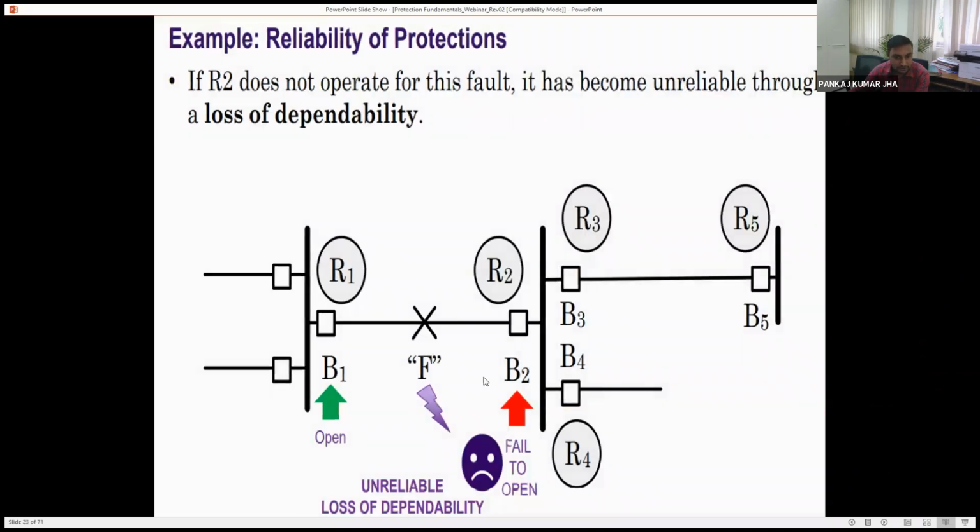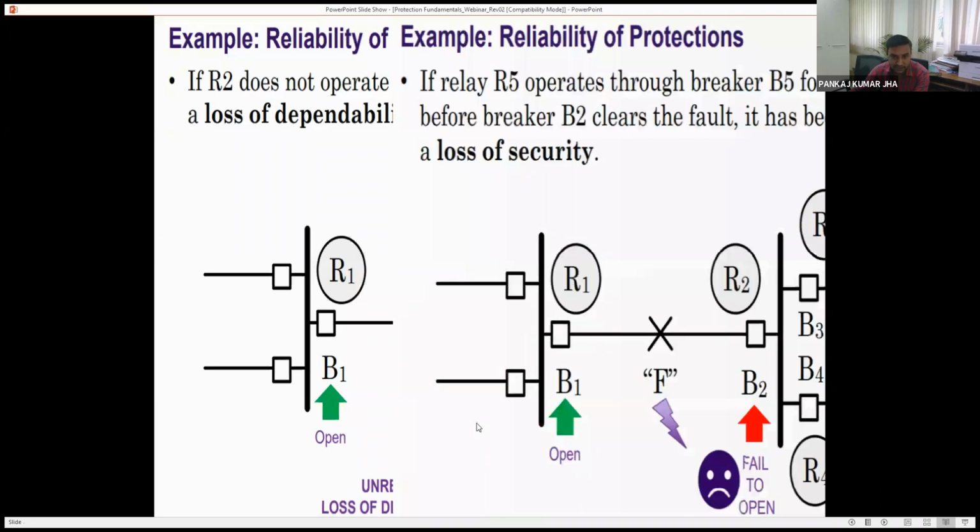But now suppose, due to any reason, the breaker B2 fails to open. Now this is a condition which is not desirable, and this condition falls under the category of dependability, because I want my relay to operate for this particular fault, but the relay fails to operate or the breaker fails to open, and this is the loss of dependability.